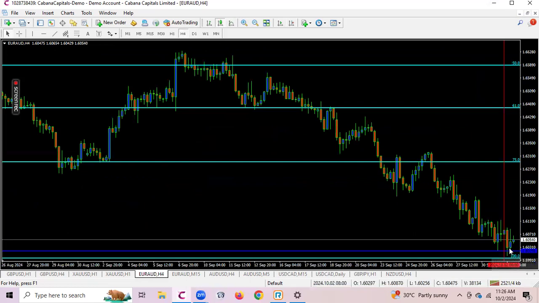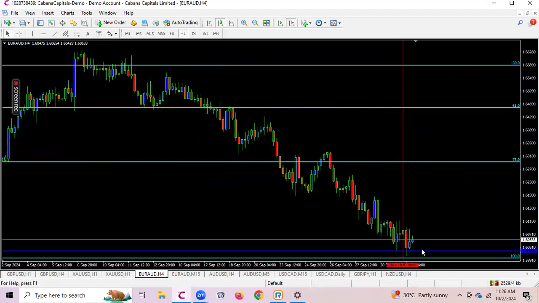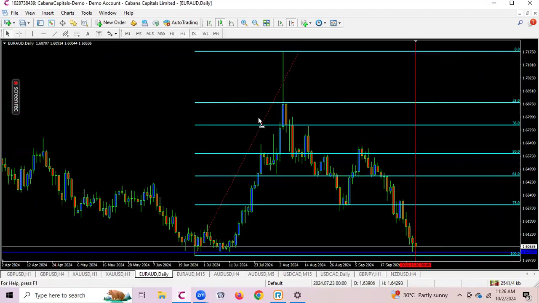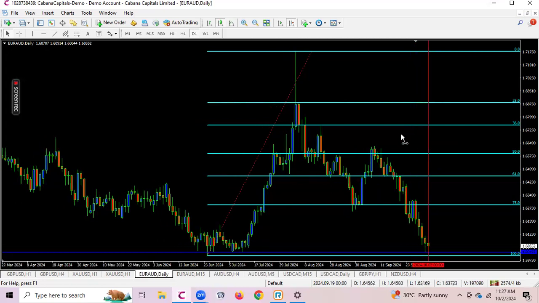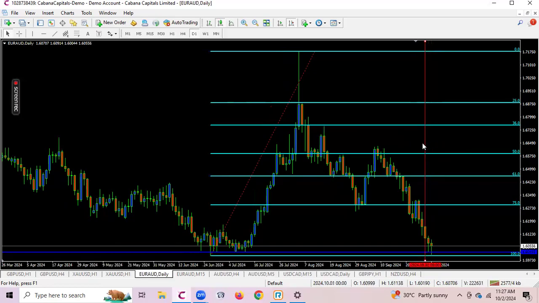Okay, you can see support has been created here. If that support gets broken, then you should expect more bearish move on Euro Aussie because the structure is bearish. The structure is bearish on 4 hour and also on daily it is bearish. See, high, lower high, lower high. So it's been forming a series of lower high, lower low, lower high, lower low on daily and 4 hours. So Euro Aussie is in a bearish structure.